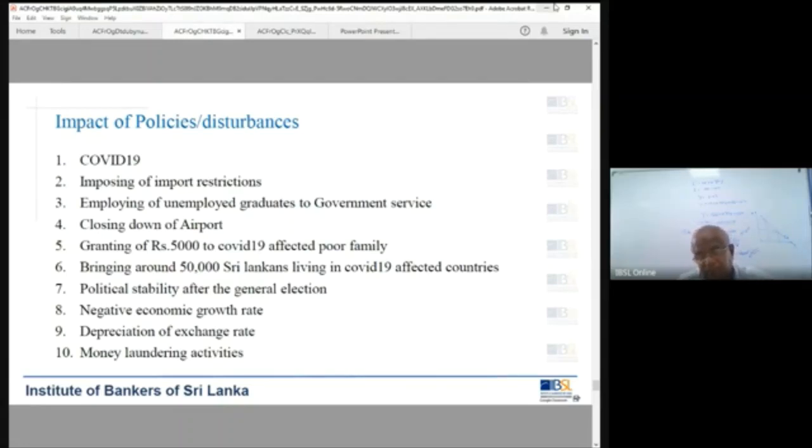The government purposely made arrangements to bring those people working in Middle East countries. They are poor, they don't have money, so the government has to bring them using its own money. What will happen to the budget deficit? You have to pay for the airlines. Political stability after the general election. Negative economic growth rate because of this COVID, minus 1.3. Depreciation of the exchange rate. Money laundering activities, black money. So these are some of the shocks.